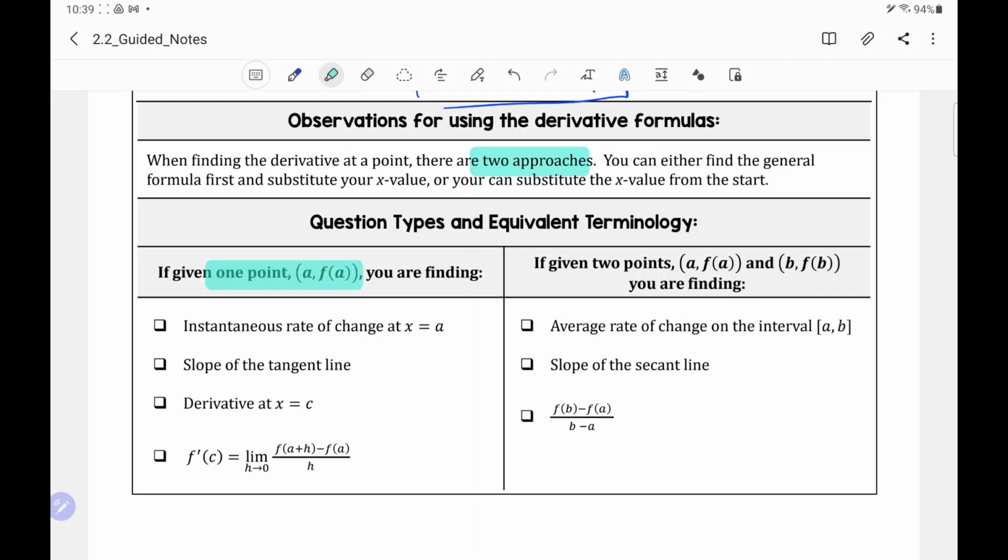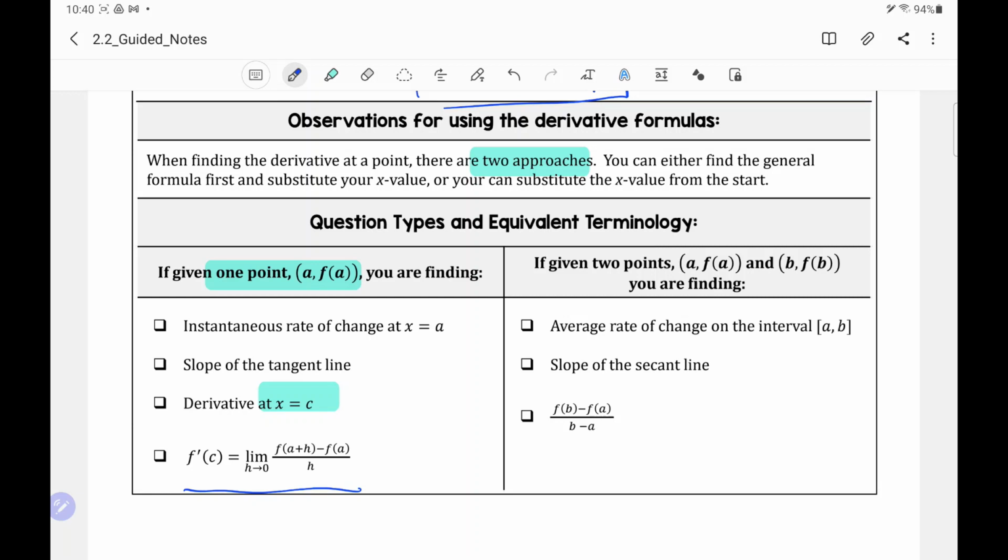If you're given 1 point, a and f of a, you are finding the instantaneous rate of change at x equals a, which is the slope of the tangent line. Remember, instantaneous rate of change is the slope of the tangent line, which is also called the derivative at x equals c. This is the derivative at a specific point. This is your formula for that.